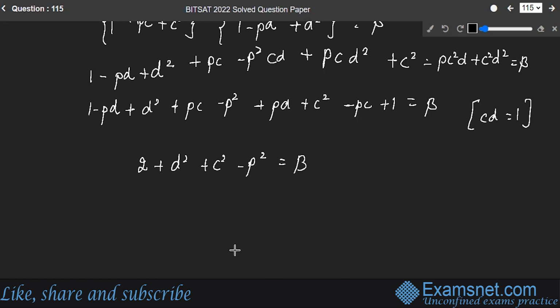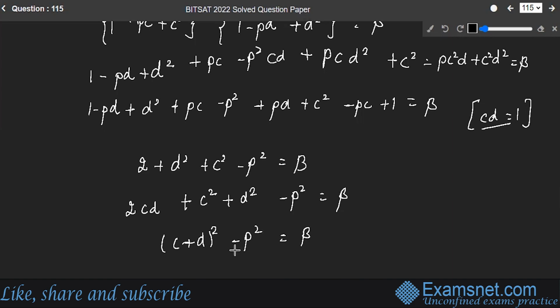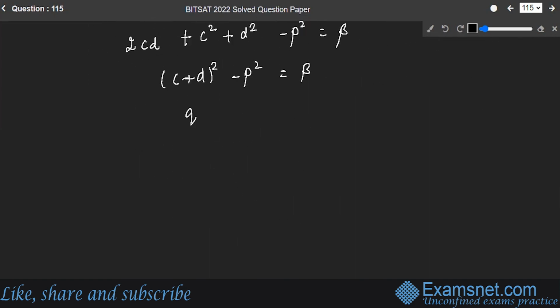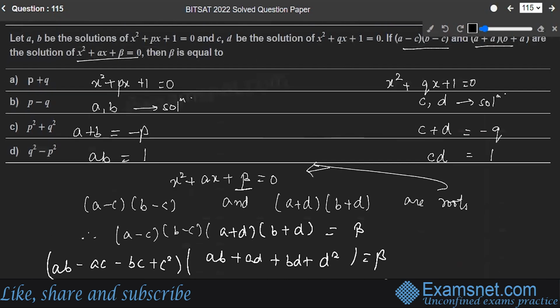Hope you are clear till here. Further, I'm introducing this 2 into 1 as 2CD. So 2CD plus C square plus D square minus p square is equal to beta, or this will be (c plus d) whole square minus p square is equal to beta, and c plus d was equal to q. So you have q square minus p square is equal to beta. That's it. Q square minus p square is equal to beta.